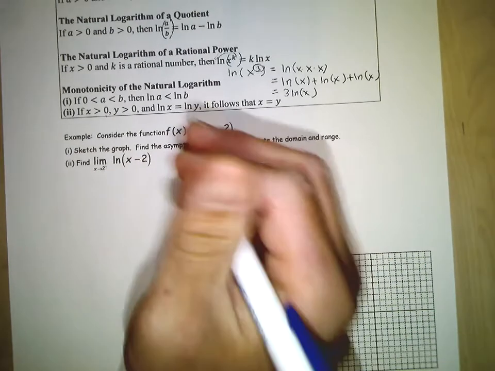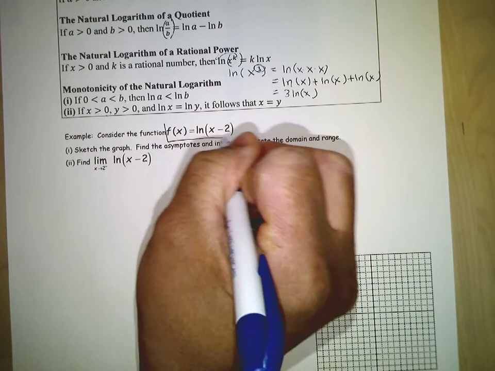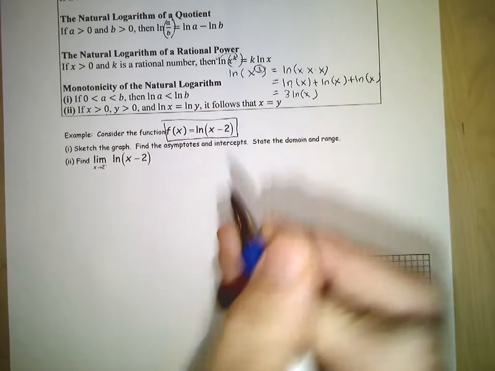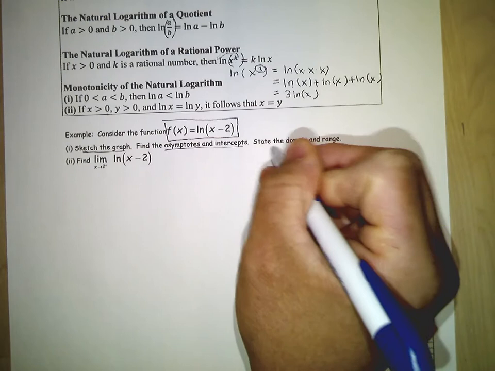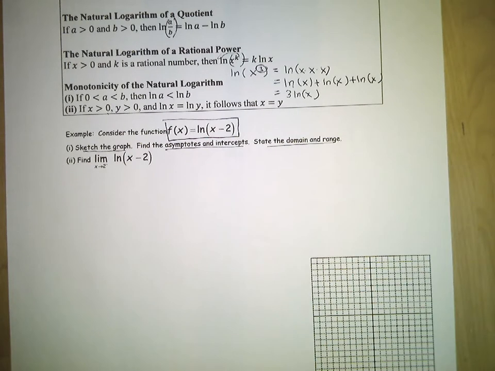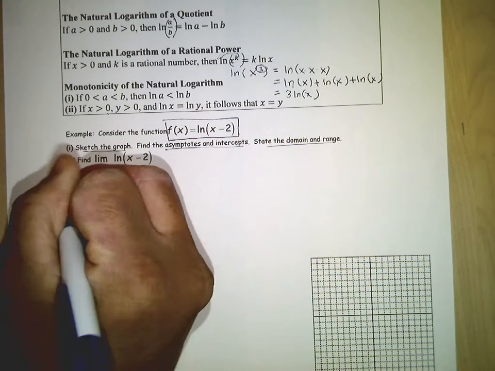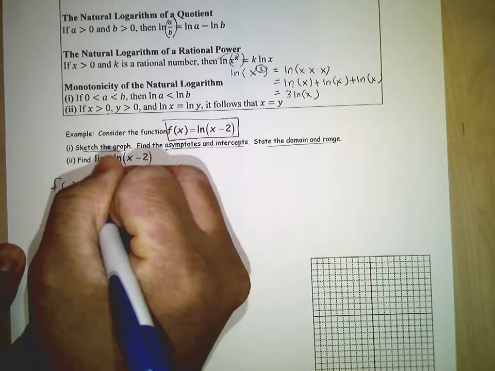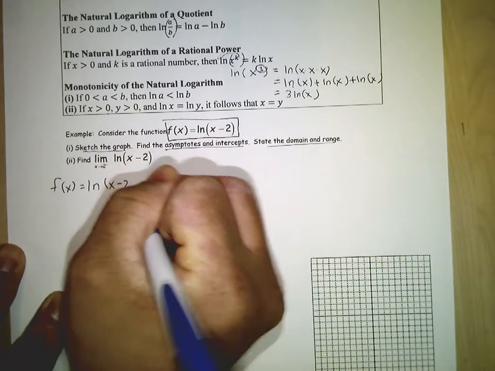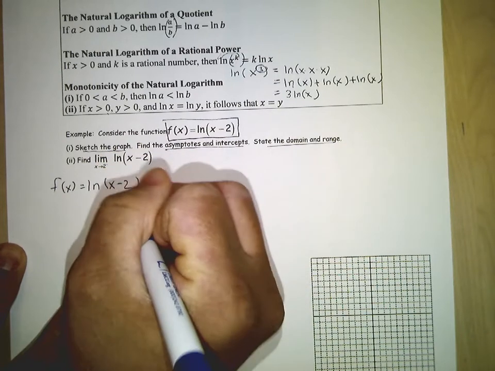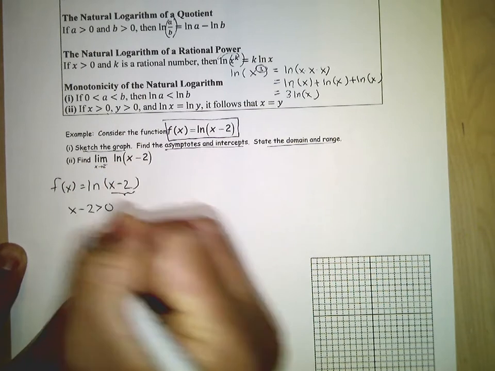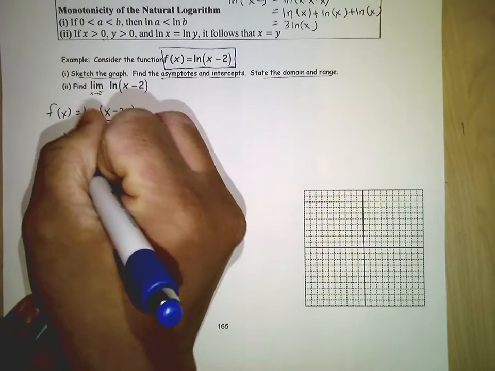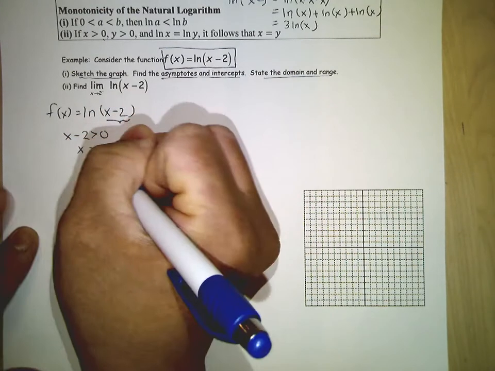All right, so let's consider the function f of x is equal to the natural log of x minus 2. Let's sketch the graph, find the asymptotes and the intercepts, and state the domain and the range. For f of x equals natural log of x minus 2, this argument has to always be greater than 0. So x minus 2 must be greater than 0, so that means x is greater than 2.